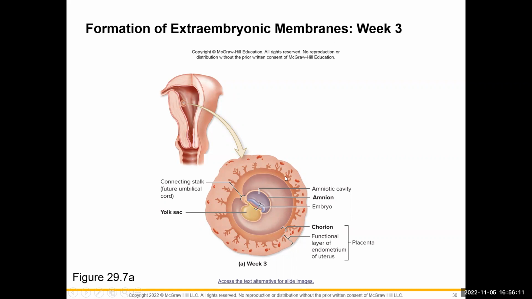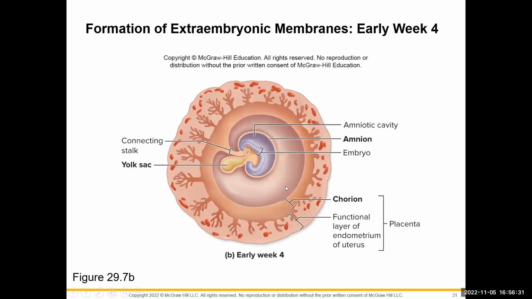But you'll notice all around this structure in the center, we have the future placenta here, made up of the chorion. Remember the chorion, the cytotrophoblast, and the syncytiotrophoblast. And then you can see the functional layer of the endometrium here. So let's zoom in a little bit. You can really start to see with the chorion, we're starting to get those villi structures forming, and that's where we're going to see the site for exchange of nutrients and gases.